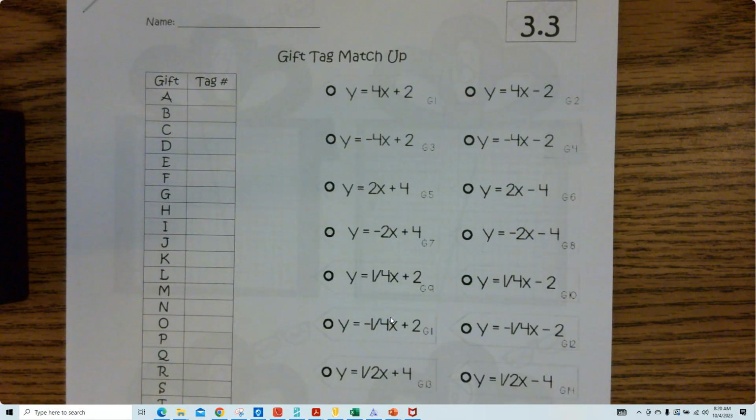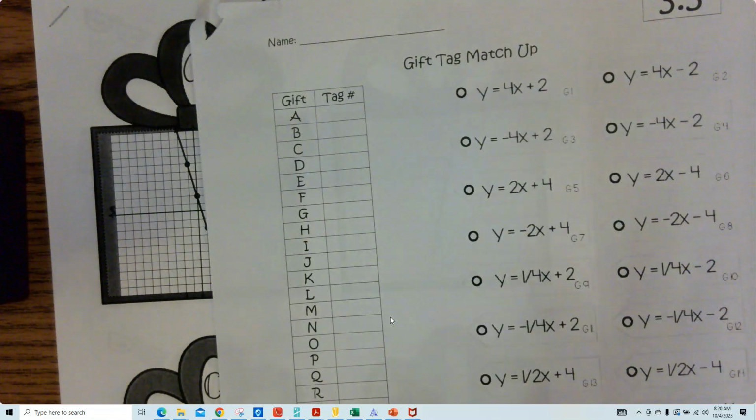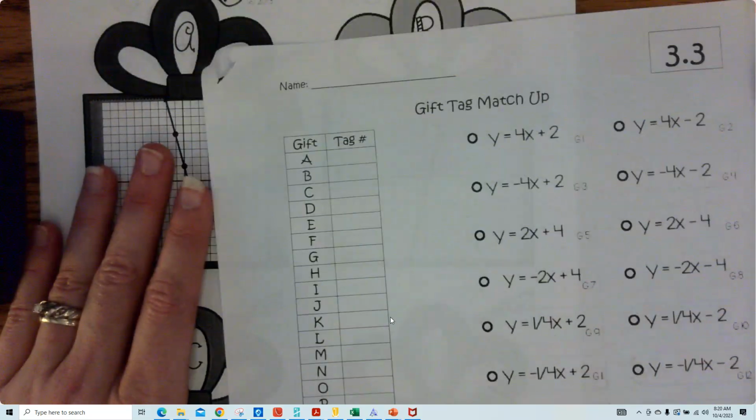All right, this video is for the lesson 3.3 page. We are doing the same thing we did yesterday. We're writing equations from graphs. So, the top page you can pop off. It won't mess anything up, but that way you don't have to flip back and forth.